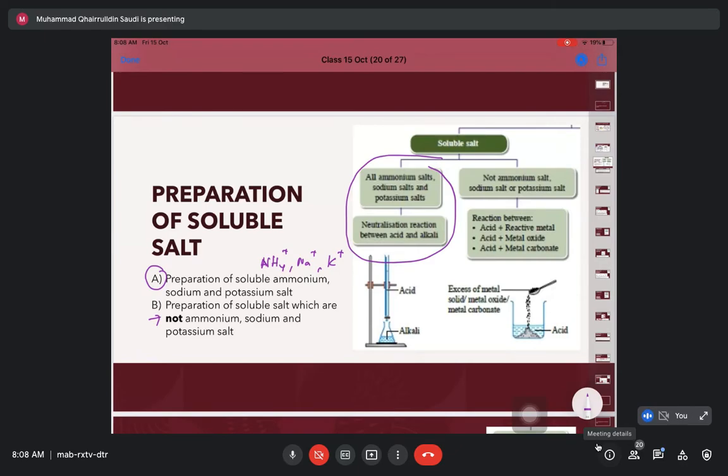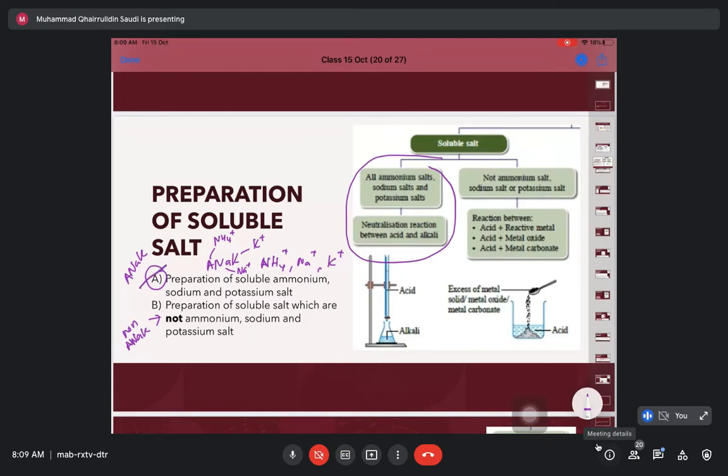Kita nak prepare any ammonium, sodium ataupun potassium salt because they are all soluble. So there is only one way to prepare anak salt, or we call this as anak salt. Why anak? This is ammonium, this is sodium, this is potassium. So we call this as anak salt. This is non-anak salt.